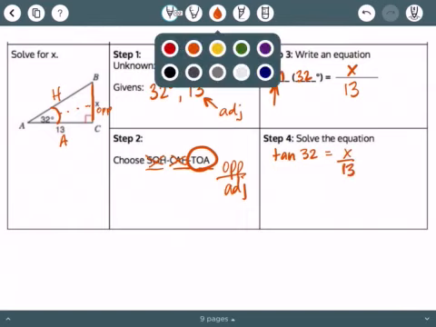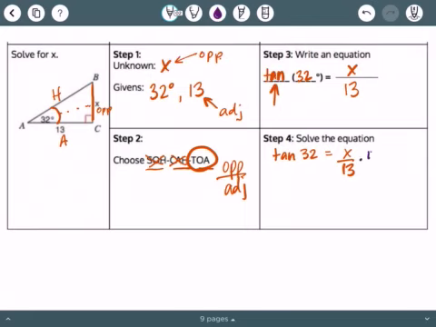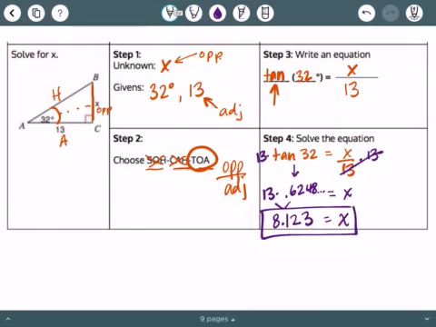I know that anytime I see division, I have to use multiplication to get rid of it. So I get rid of it there. I get x equals 13 times tan 32, and I'm going to do this on my calculator. Tan 32, just in case you're wondering, is 0.6248. I'm going to multiply those together, and I get 8.123. Again, there are more decimals, but I wanted to round. And that's pretty much it.